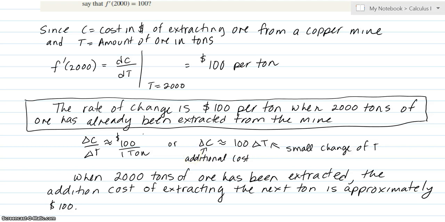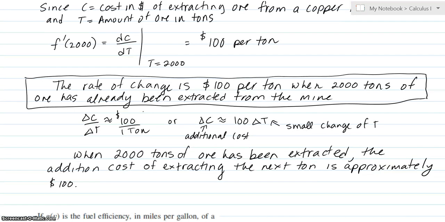And we could also do that for any value. So you have 2 additional tons. For the next 2, the additional cost would be 200. So you can see here that the derivative, 100, acts as a multiplier, converting the change in tons into the change in dollars, the additional cost.